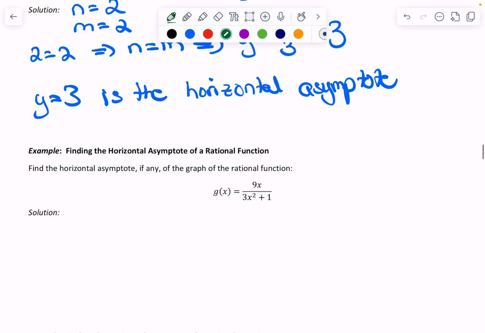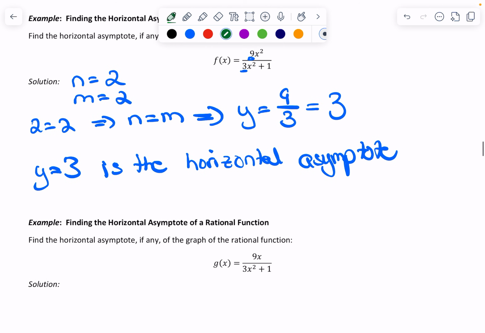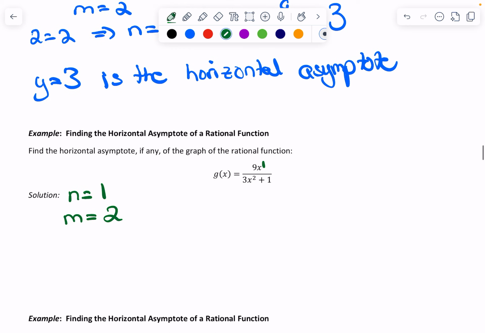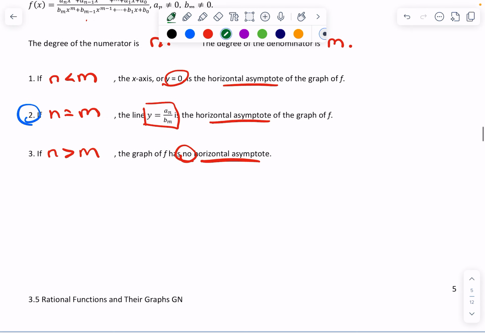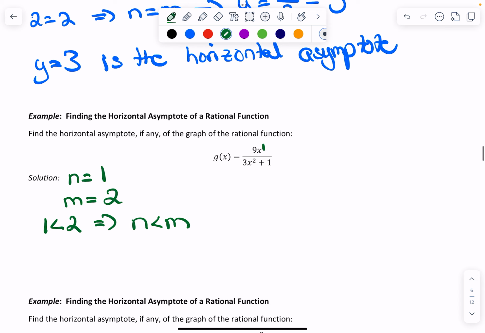Okay, let's look at g of x here. It looks very similar, except if you notice the difference is the numerator degree. Now the degree of the numerator is only 1. Remember that there is an understood 1 right here. And the degree of the denominator is 2. 1 is less than 2, so the degree of the numerator is less than the degree of the denominator. So that is number 1, which means that y equals 0 is going to be the horizontal asymptote.